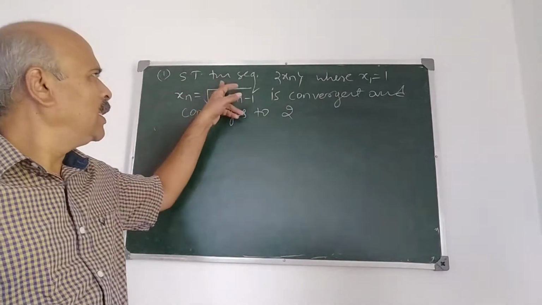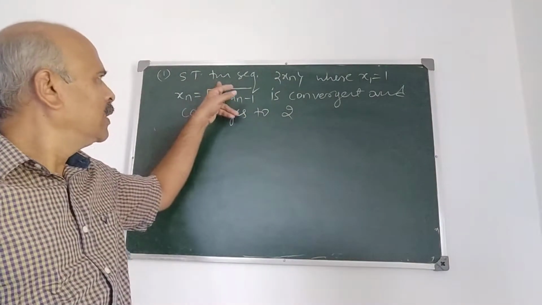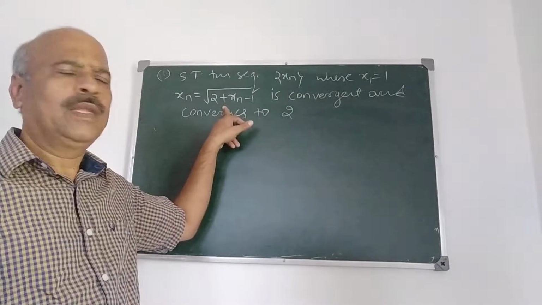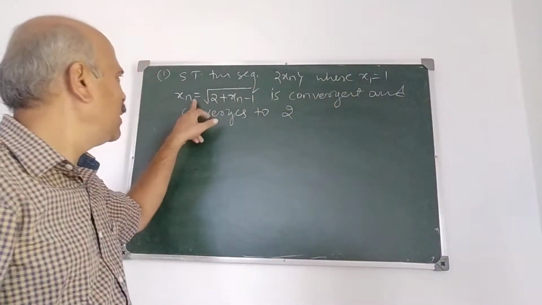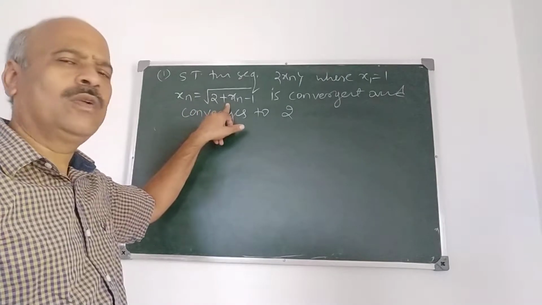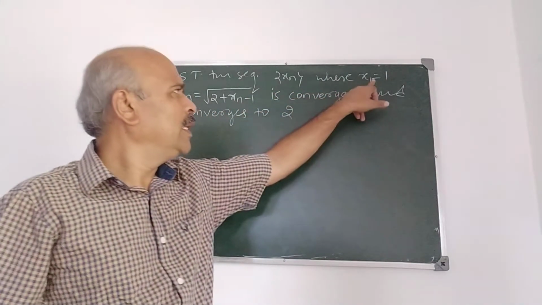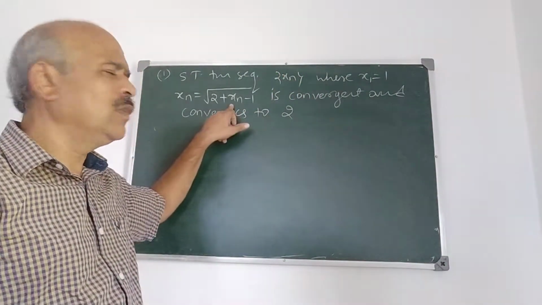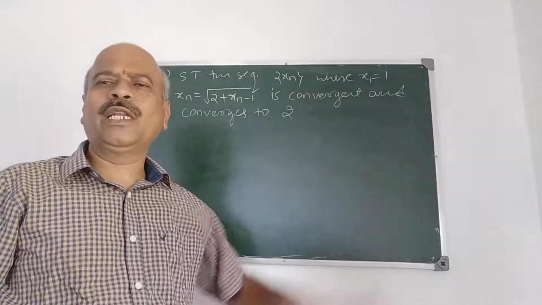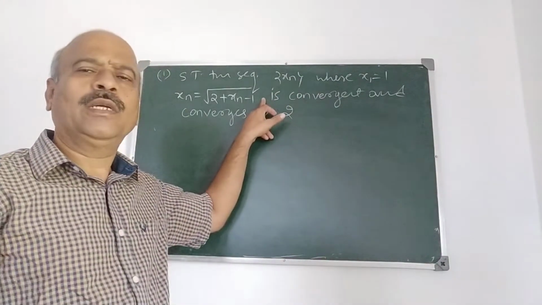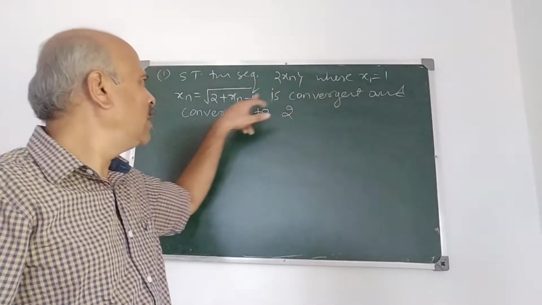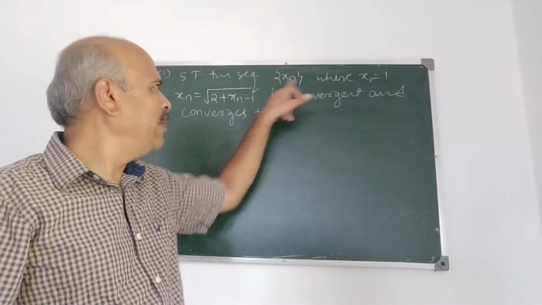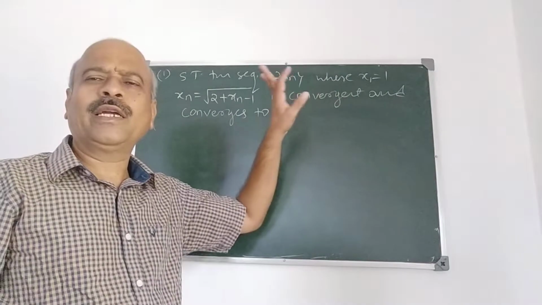See, first study the problem here. The sequence is given by writing its nth term. Xn is the square root of 2 plus xn minus 1, and x1 is given as 1. Now we verify whether it is monotonically increasing or decreasing first. Suppose it is monotonically increasing, then we find out whether it is bounded above. If it is bounded above and increasing, then it converges.